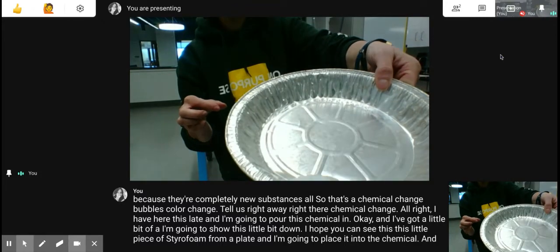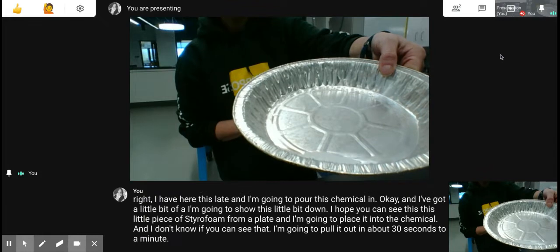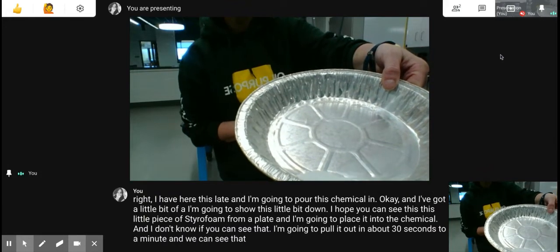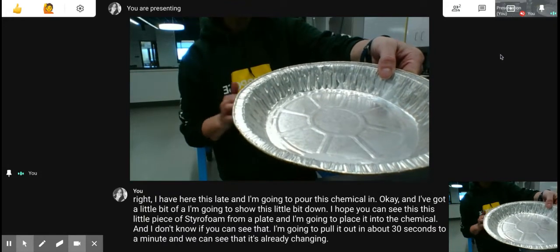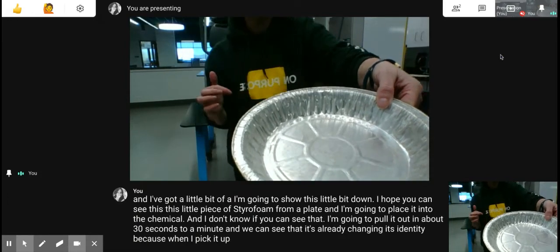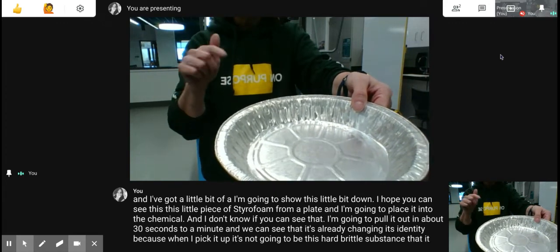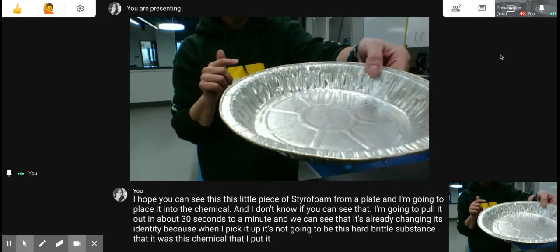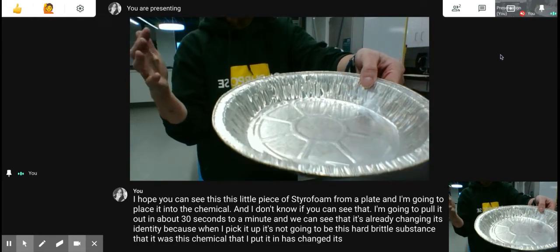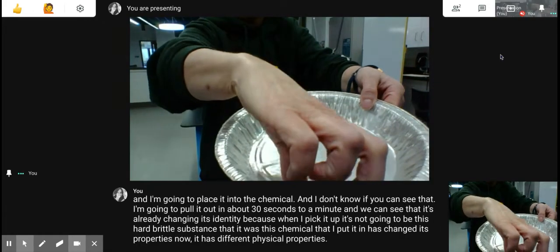And I don't know if you can see that. I'm going to pull it out in about 30 seconds to a minute. And we can see that it's already changing its identity, because when I pick it up, it's not going to be this hard, brittle substance that it was. This chemical that I put it in has changed its properties. Now it has different physical properties.